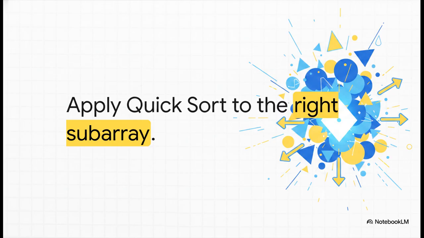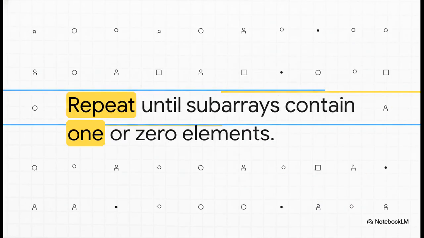We are rapidly fracturing the problem into tinier and tinier pieces. The sheer speed of this algorithm comes from this relentless, simultaneous division. And we just repeat this rapid-fire pacing until we hit our base case. Basically, repeating until subarrays contain 1 or 0 elements. Think about our line again. If you keep dividing groups, eventually you're going to end up with a group of just one person. And a group of one person, well, that's automatically sorted. Once every tiny subgroup is down to 1 or 0 people, the entire massive queue is perfectly, flawlessly ordered.